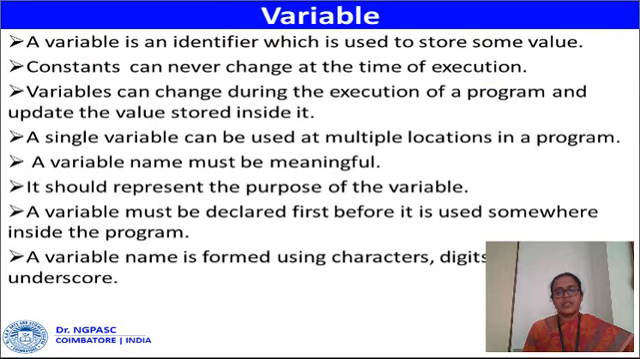A variable is nothing but an identifier where you give the name to a stored location. Once you declare something as a constant, it can never change its value during execution. But variables can change their values during the execution of a program, and can update the values stored inside them. A single variable can be used at multiple locations in a program.